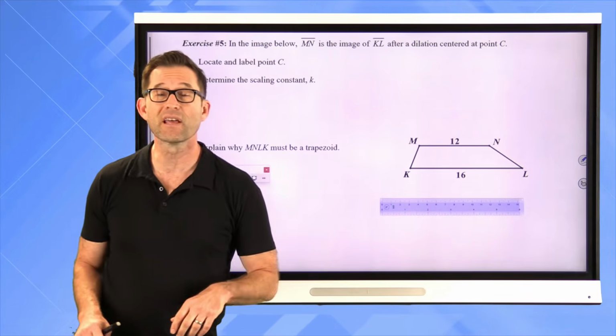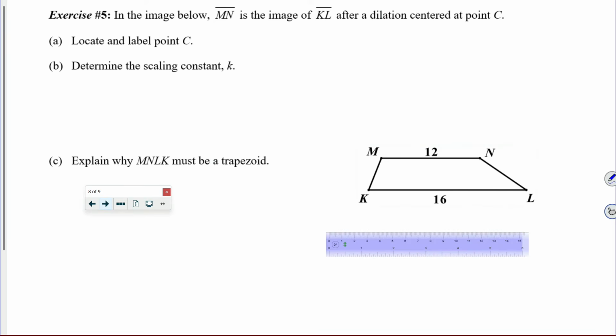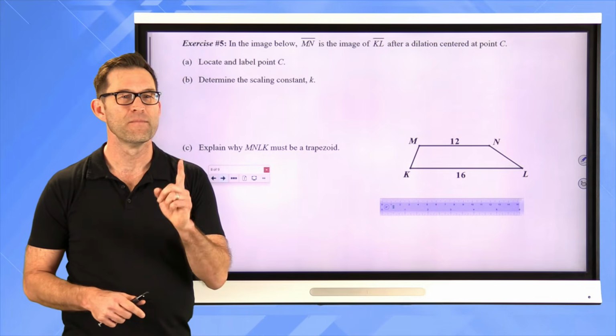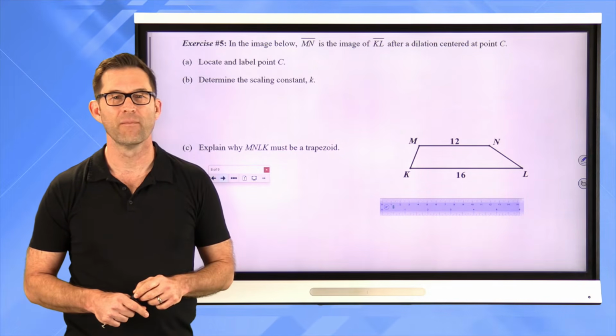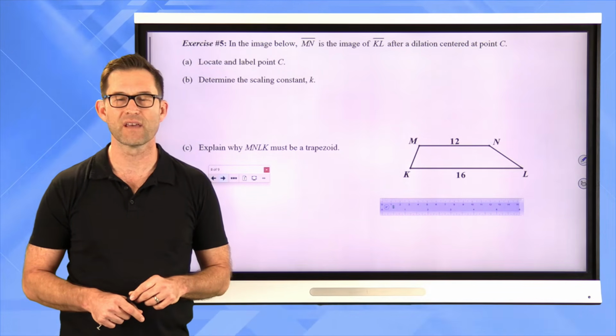Anyhow, let's take a look at one last problem. Exercise number 5. In the image below, segment MN is the image of segment KL after a dilation centered at point C. Locate and label point C. Ooh, locate and label point C. I'd like you to pause the video right now and see if you can think about how to locate point C, the center of dilation.